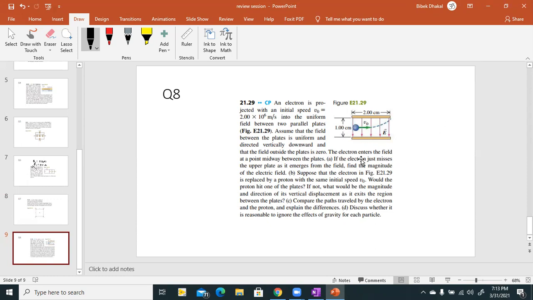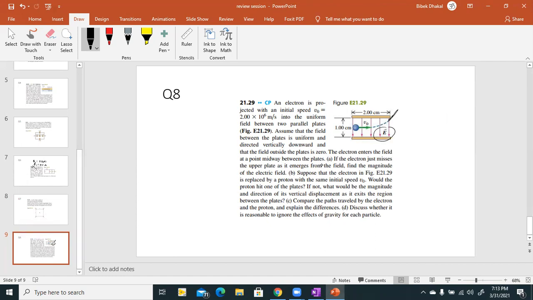If the electron just misses the upper plate, so if it moves and it just grazes this edge, but it won't hit, it misses the upper plate as it emerges from the field. Find the magnitude of the electric field. So you need to find this E.